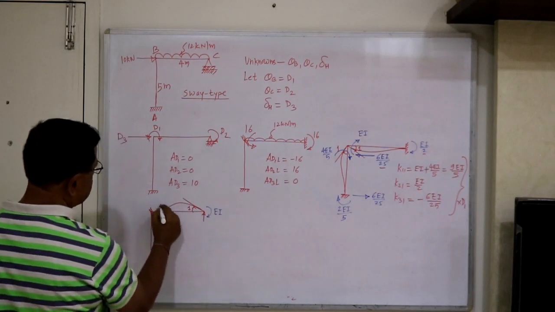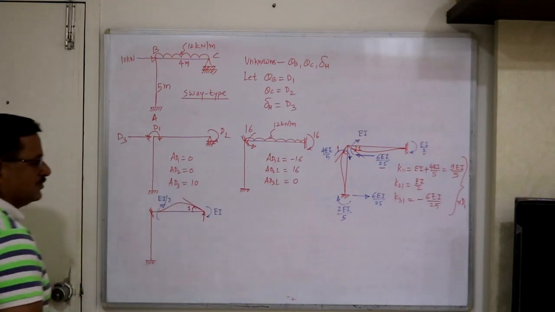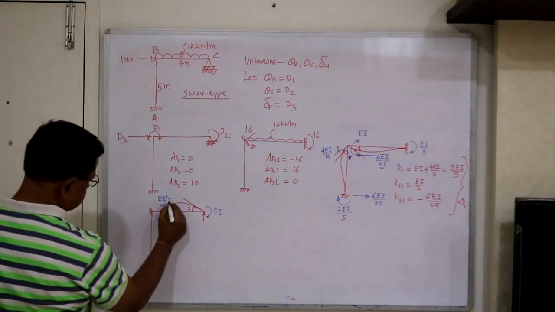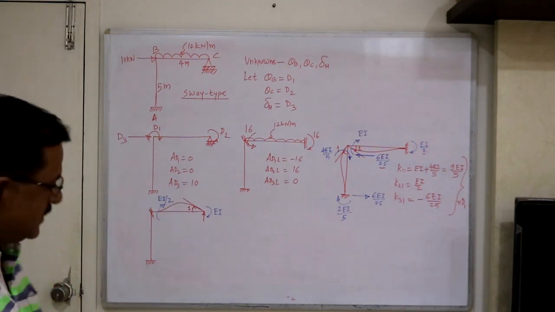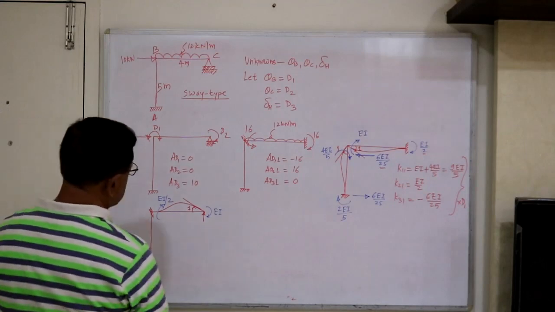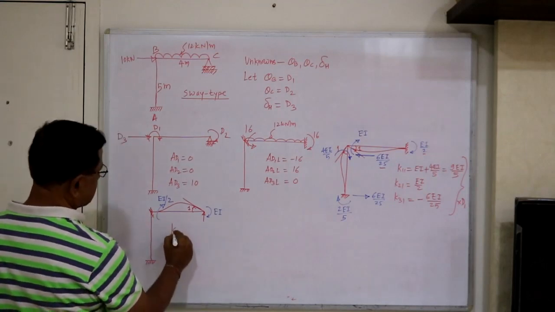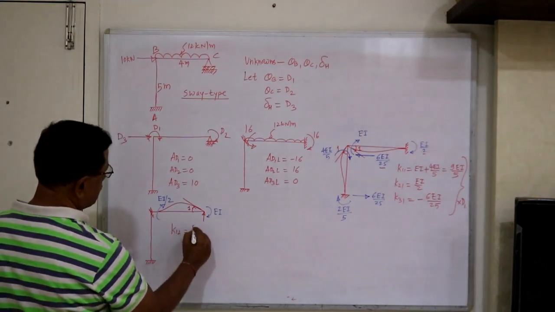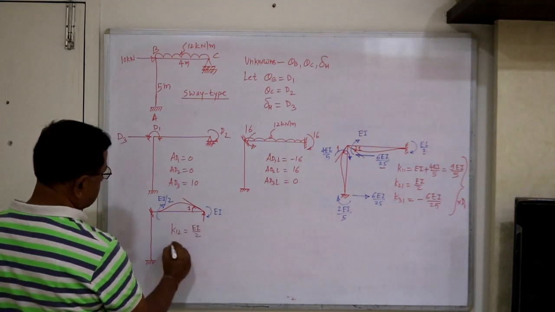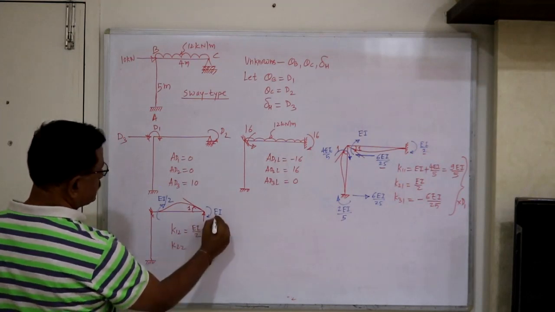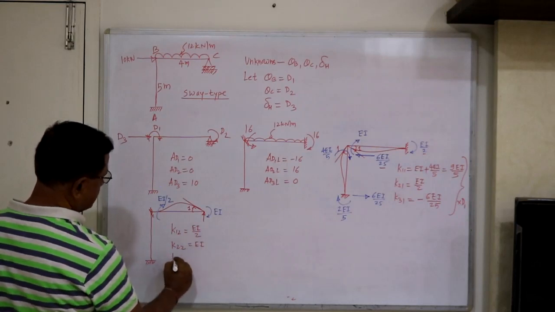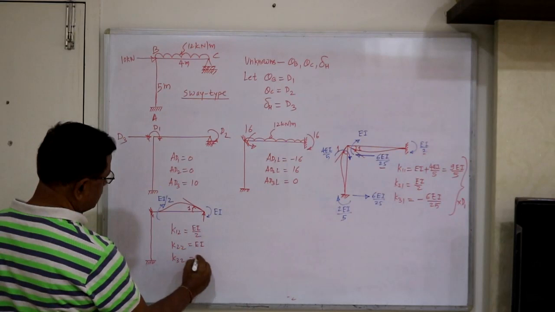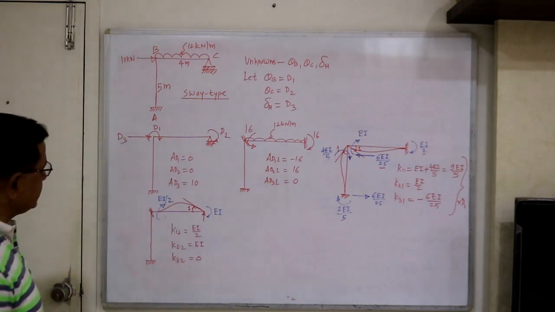And at the further end, this is EI by 2. Okay, now that's all. There is no load on the column, so no end reaction for the column. Now directly let's write down, in the direction of 1 due to 2, EI by 2. In the direction of 2 due to 2 is EI. And in the direction of 3 due to 2 is 0, so there is no horizontal reaction.